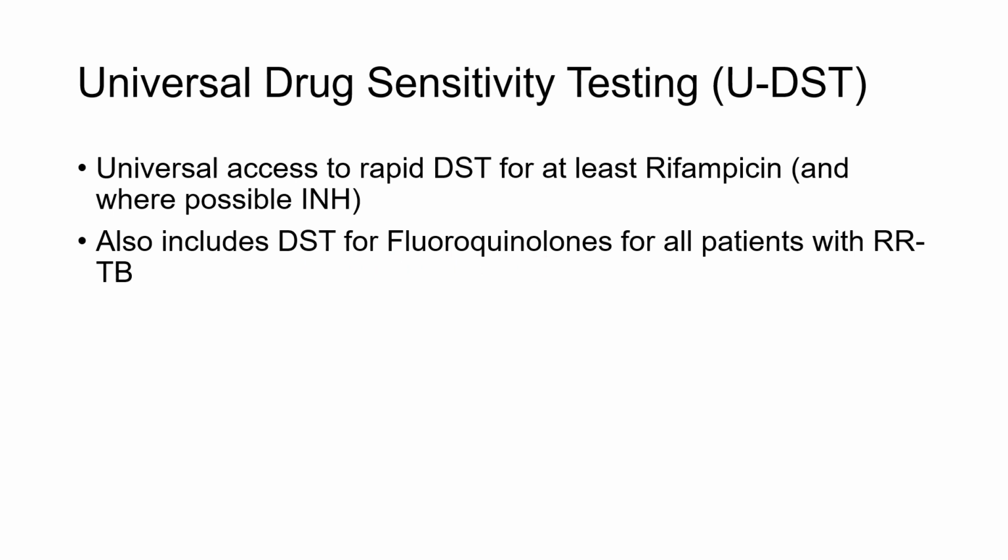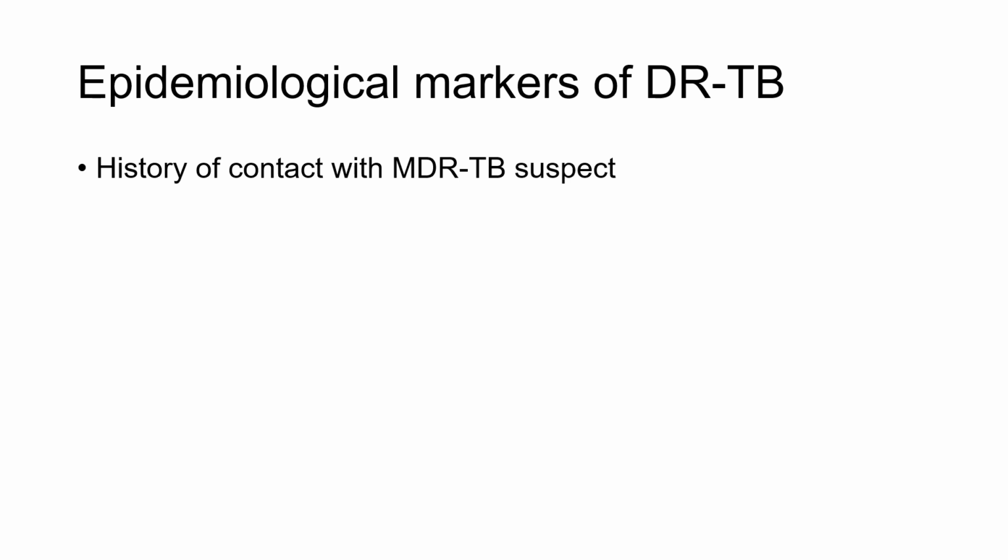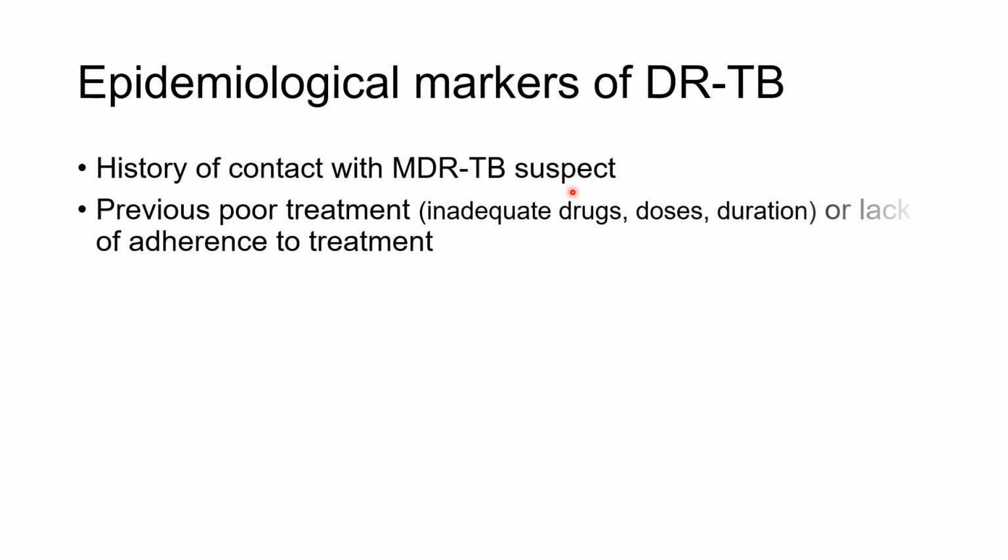What are the epidemiological markers of drug-resistant tuberculosis? Any history of contact with an MDR-TB suspect is an epidemiological marker. Any previous poor treatment. What is meant by poor treatment? Inadequate drugs, inadequate doses, inadequate duration, or lack of adherence to treatment.